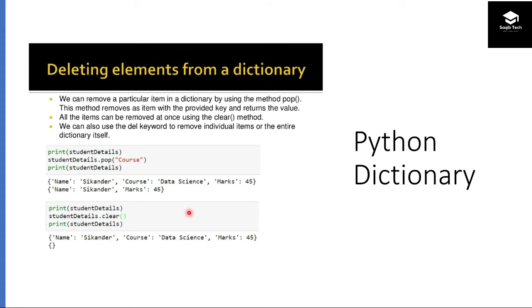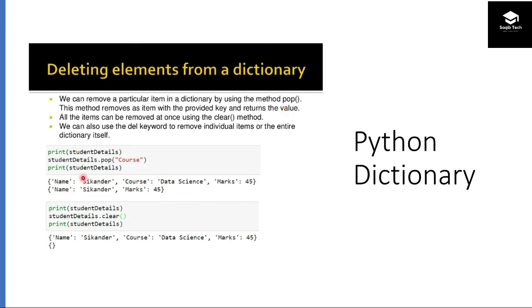So another thing is how to delete. Deleting also contains two of the concepts. One is using the pop method, another is using the clear method. Okay, and another one is using the del method. Okay, but how to delete an element using pop? We can remove a particular element in a dictionary by using the pop method. What does this method do? This method removes an item with the provided key and returns the value.